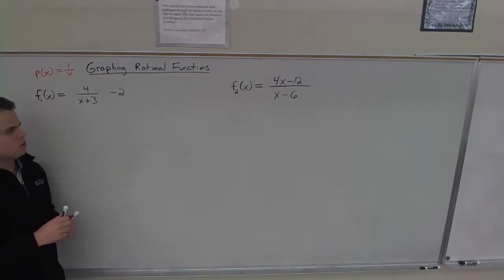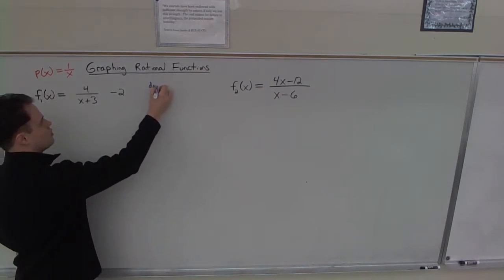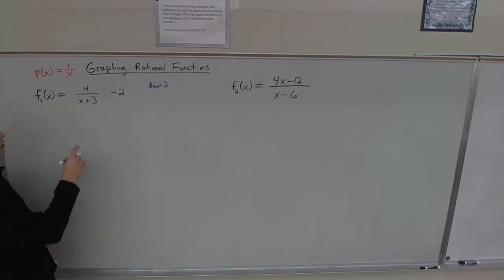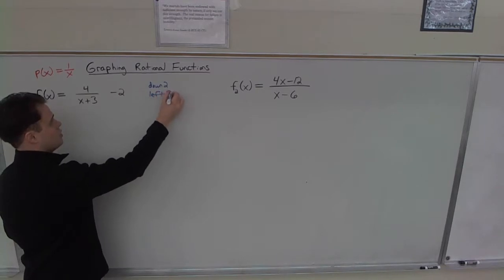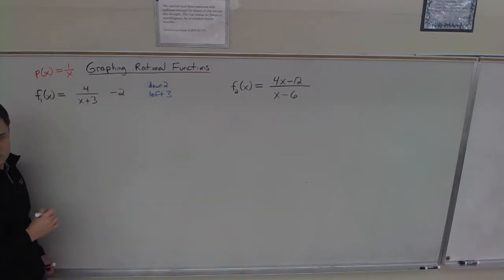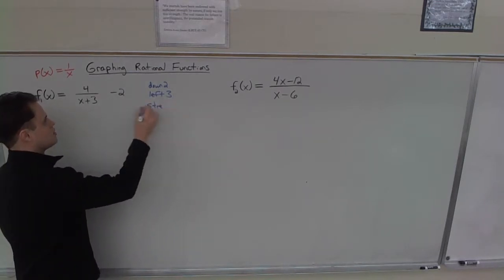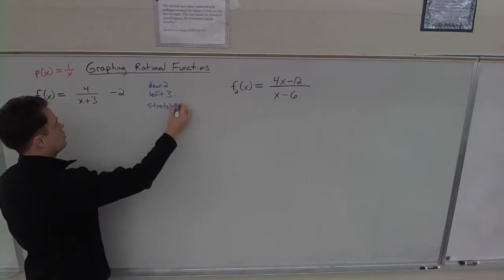So where has this guy been moved? Down 2, I agree. That guy outside's going to move it down 2. What else? Left 3. This is inside, so it's going to be opposite. So left 3. And the 4 is multiplied by the whole thing. So what's the multiplication do to stuff? So stretch. And it's not inside on the x, so it's a vertical stretch. You got it. So stretch by 4.